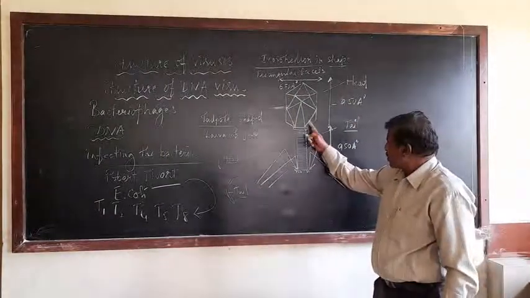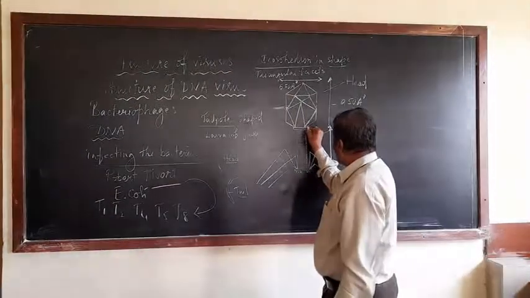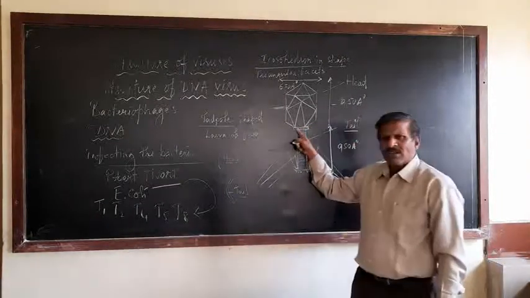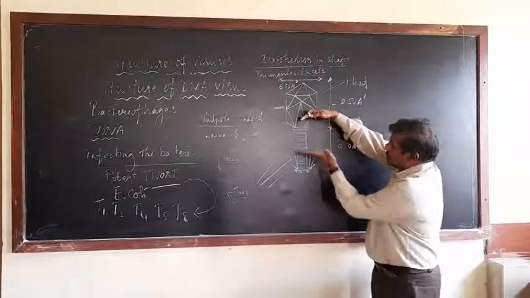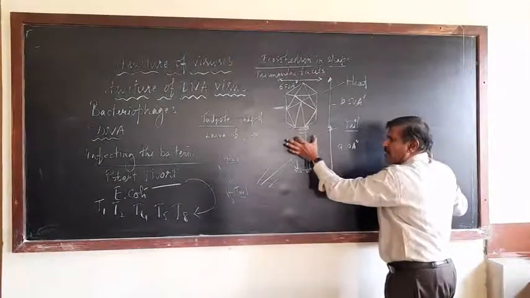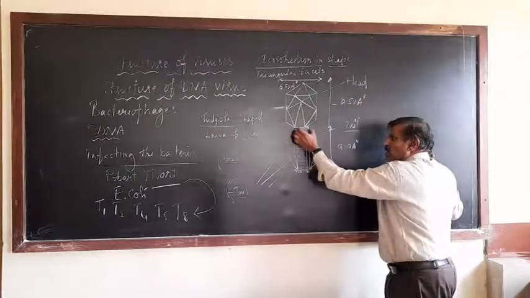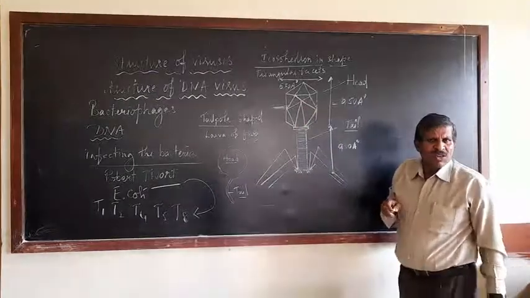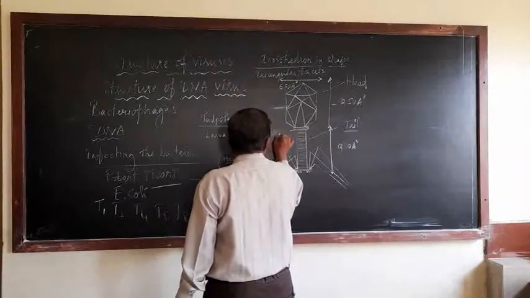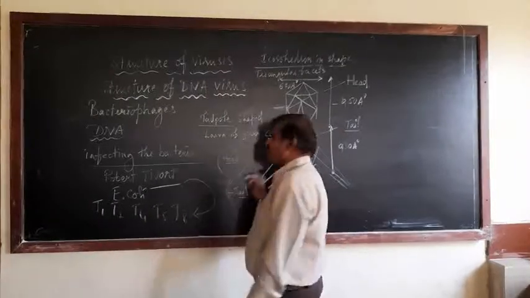At the junction of head and tail, there is a small plate-like structure present. This is the small plate-like structure that one could see at the junction of head and tail. Look here, this is the place where the head and tail join with one another. We call this portion the collar.